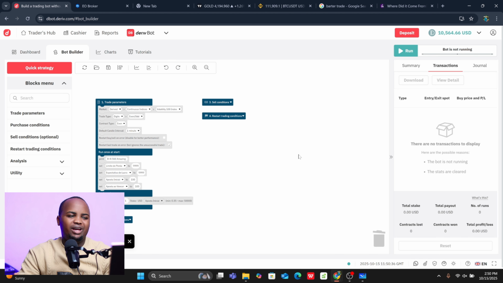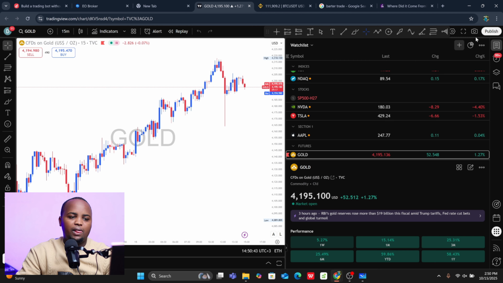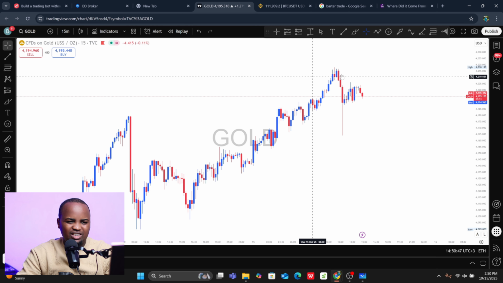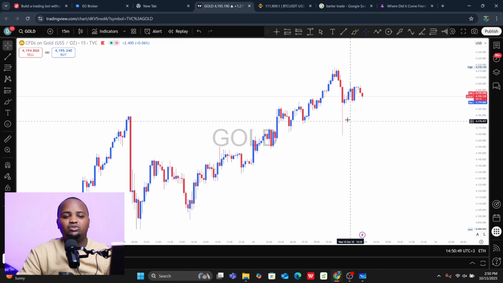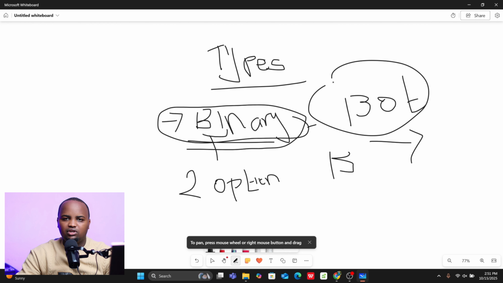Now that is one binary here, but on the other side we can trade forex. Now forex is different. Okay, forex is different. This is now forex trading, because now you can see we are analyzing this market. You have to analyze the market and wait. Now remember, we have discussed 2 things. We have discussed binary options. So this is binary trading that we're talking about here.